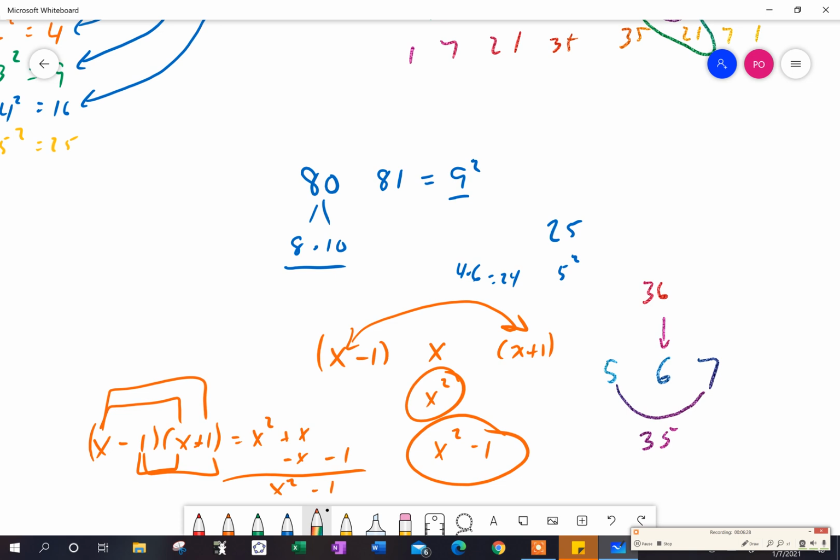So let's try one more. Let's try 8, 9, and 10. 9 times 9 is 81. 8 times 10 is 80. It still works. And the reason why this is kind of nice is, if I wanted to do something like 19 times 21, I know that 20 times 20 is 400, which means that this has to be 399. Anyway, that's just a little bit on square numbers. I hope you enjoyed it. That's all. Bye-bye.